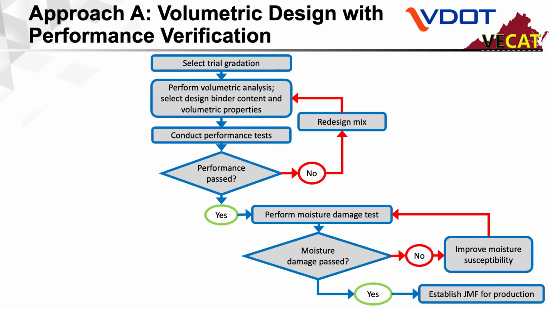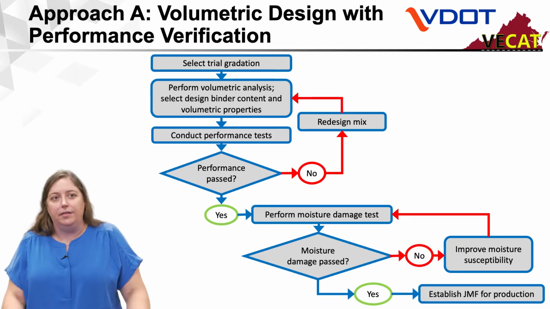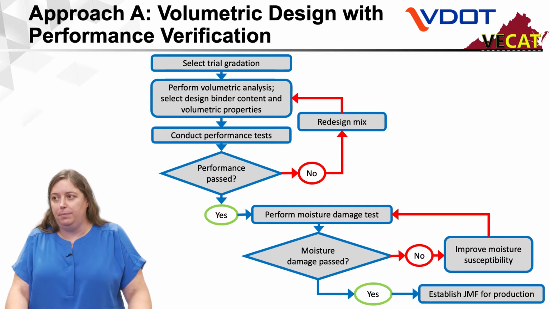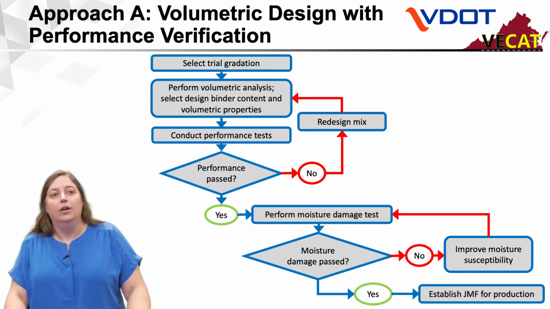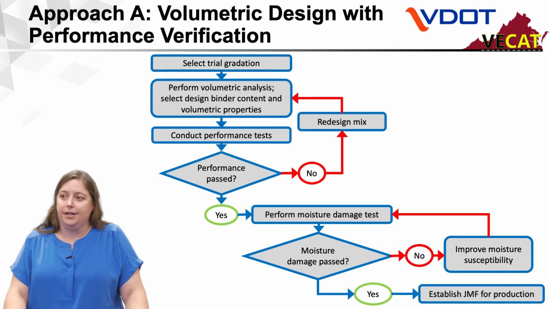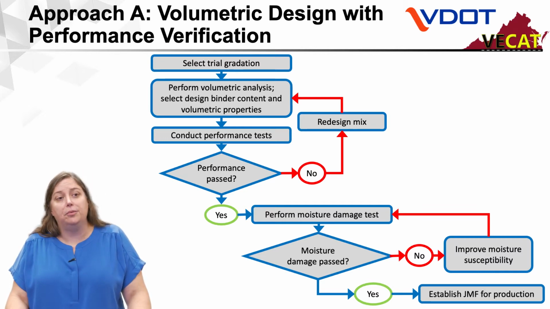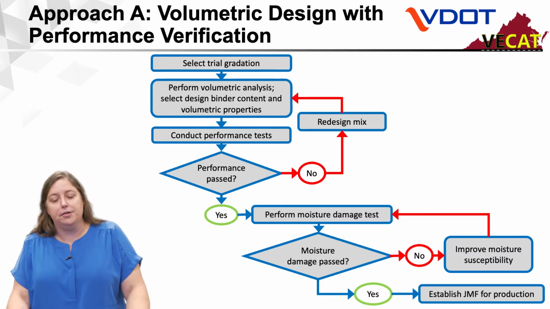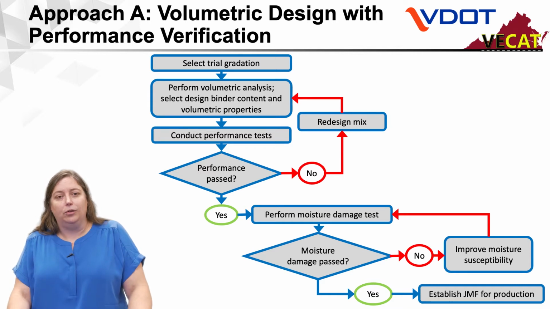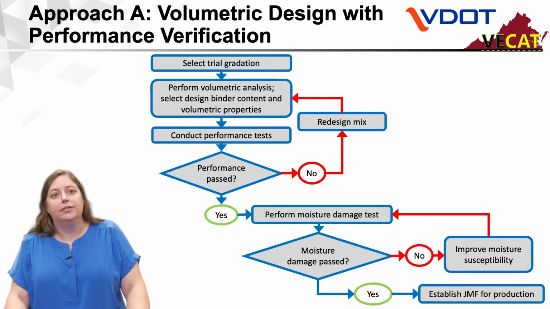The first approach for balanced mix design, approach A, is volumetric design with performance verification. In this process, we start with our typical volumetric design. We're going to create our mixture, determine the optimum binder content, but then we're going to conduct performance tests, rutting tests and cracking tests typically. For Virginia, we're going to use the Asphalt Pavement Analyzer and the IDT-CT or Ideal CT cracking test.